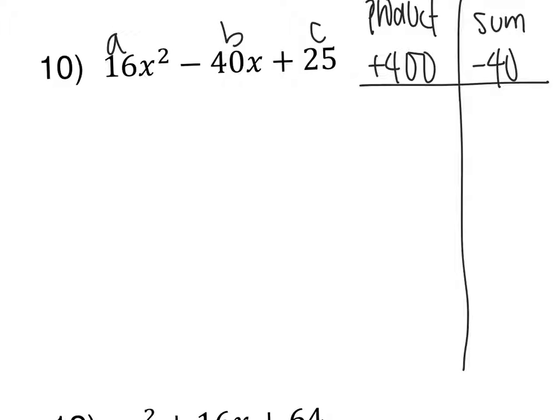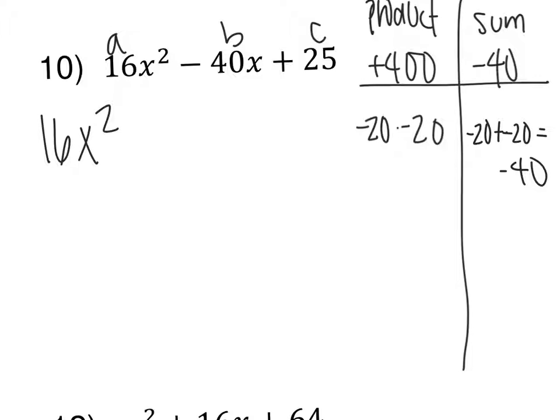I'm going to be honest, it's going to take you a little bit to find this one because 400 is such a big number and it has so many factors. So I'm going to help you out on this one, and I'm going to tell you that it's negative 20 times negative 20. The reason I know this is because a negative times a negative gives me a positive. 20 times 20 is 400. And then if I were to add negative 20 plus negative 20, I would actually get negative 40, which is what I'm looking for. So I'm going to rewrite this problem.